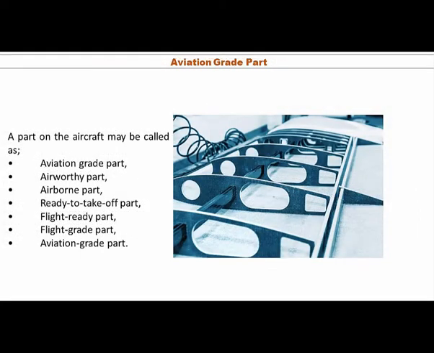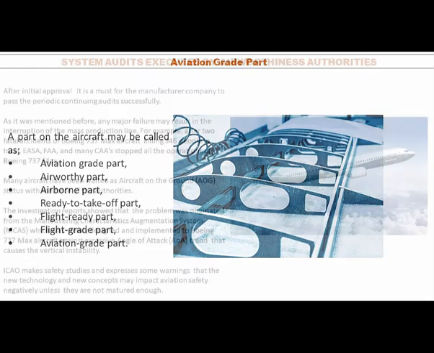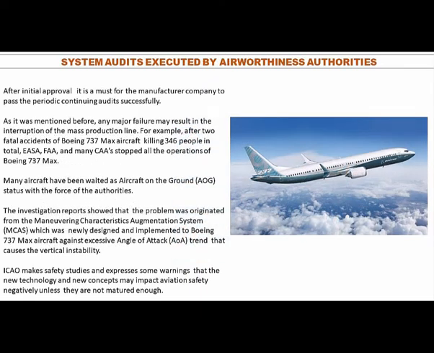A part on the aircraft may be called aviation-grade part, airworthy part, airborne part, ready-to-take-off part, flight-ready part, and flight-grade part. After initial approval, it's a must for the manufacturer company to pass the periodic continuing audits successfully. As was mentioned before, any major failure may result in the interruption of the mass production line.